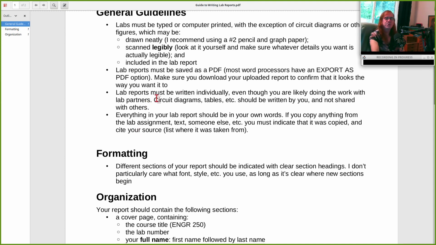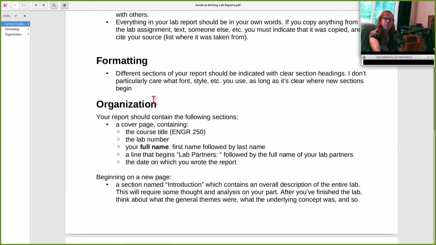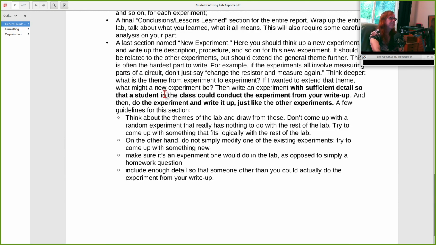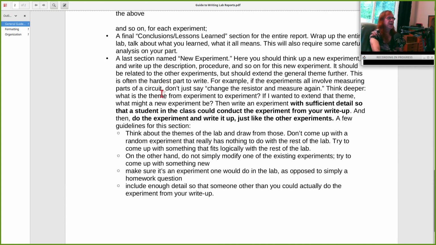We'll go through this more on Wednesday, but you should be able to get through most of the lab itself after today. And then we'll talk about new experiments next time, but I want a new experiment section at the end of each. So read through this and we'll talk about that in detail.